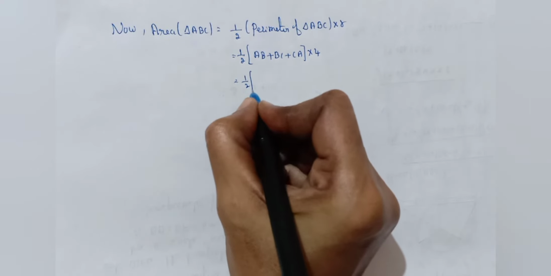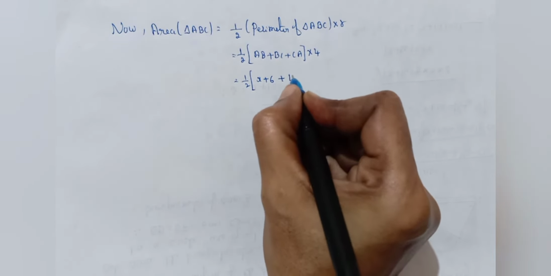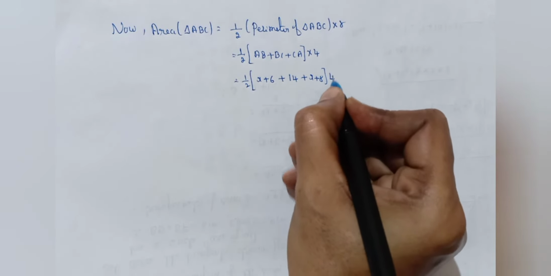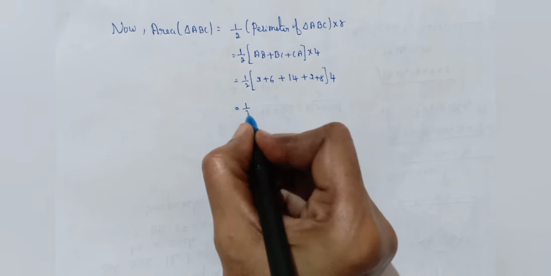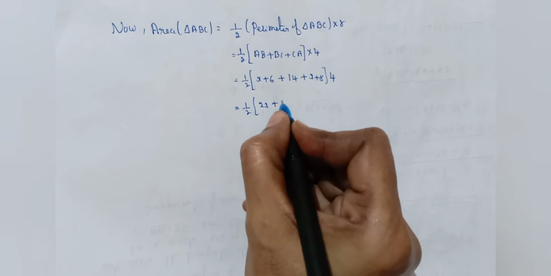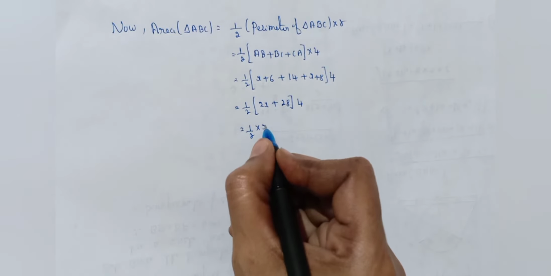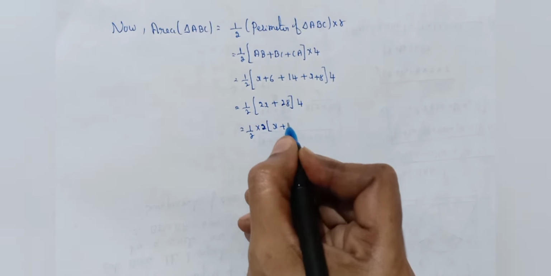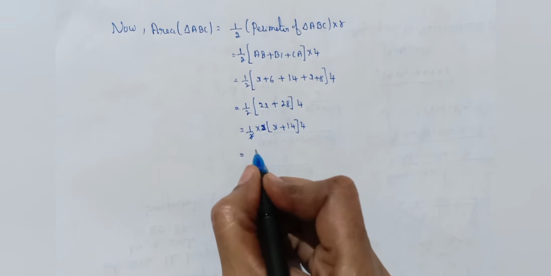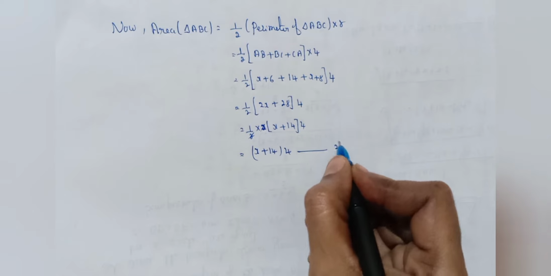Next, half into, substitute for AB. AB is x plus 6 centimeter, BC is 14 centimeter, and CA is x plus 8 centimeter. Half into x plus x, 2x, plus 6 plus 14, 20, 20 plus 8, 28, into 4. Half into, take 2 common factor, then x plus 14 into 4. Cancel these 2. So, area of the triangle ABC is x plus 14 into 4. Consider this as equation 2.